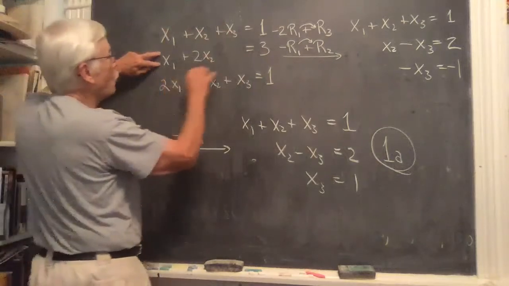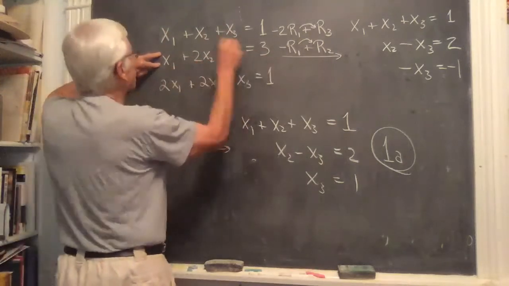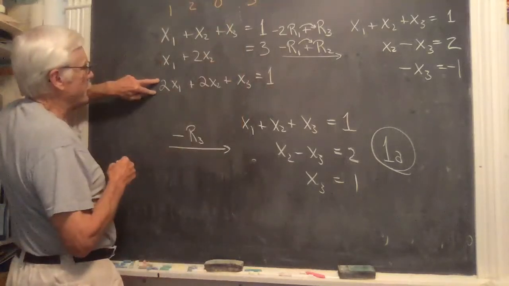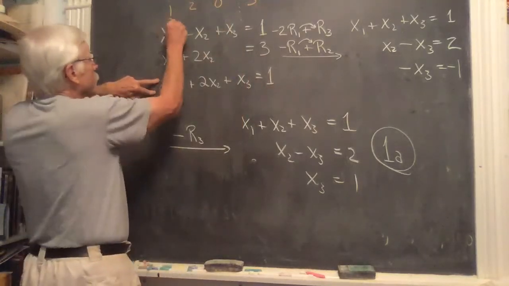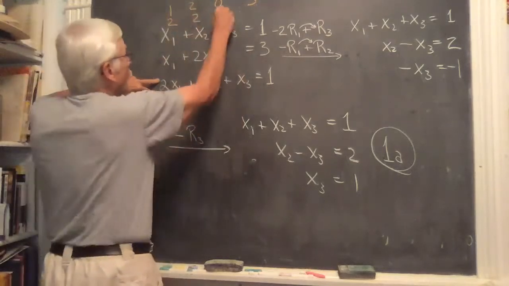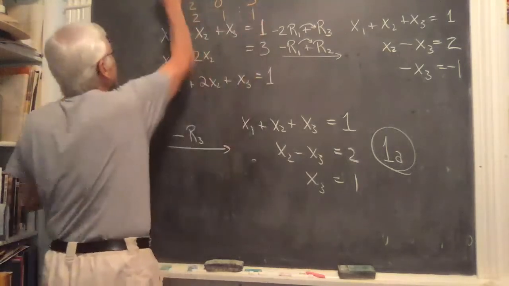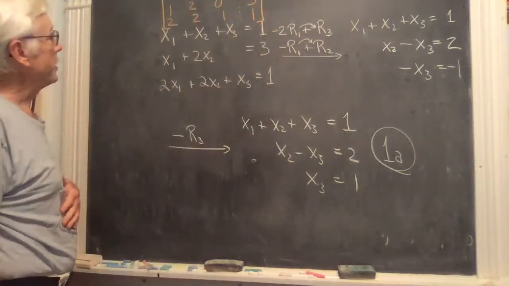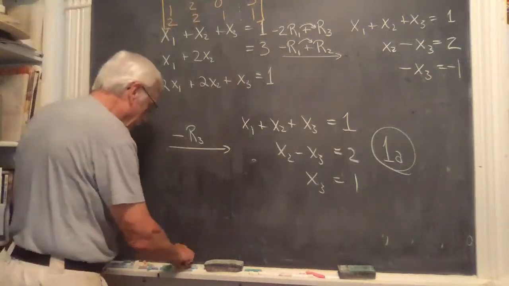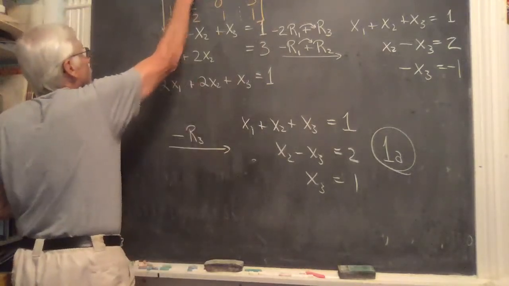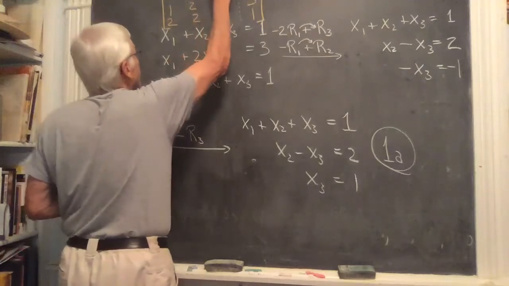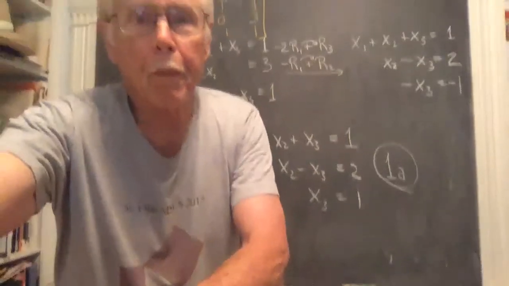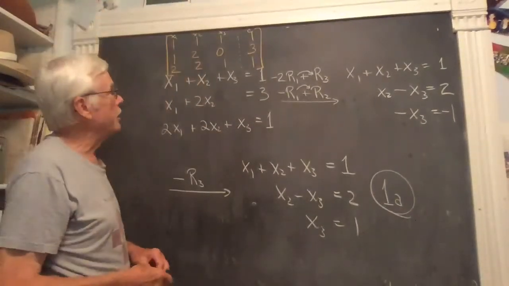The second row will be 1, 2, 0, 3. And the third set of coefficients are 2, 2, 1, and 1. And I'm going to bracket this off to indicate this. Now there are 3 columns here that represent coefficients, X1s are here, X2s are here, X3s are here, constants are here. And just the position is going to indicate that those are there.